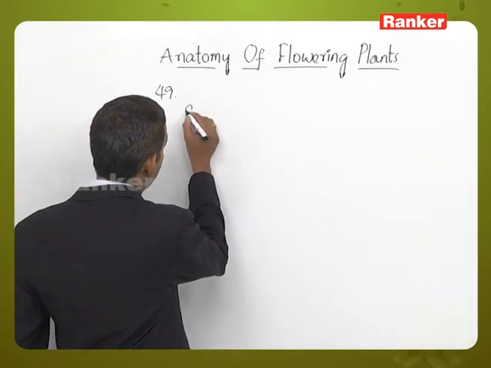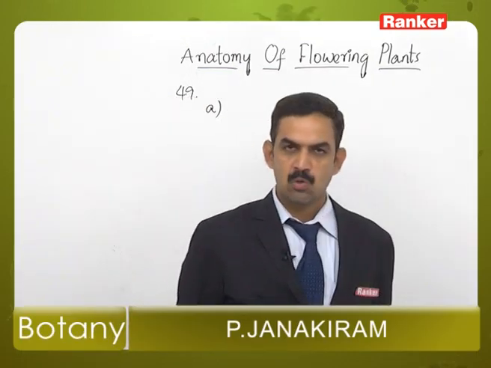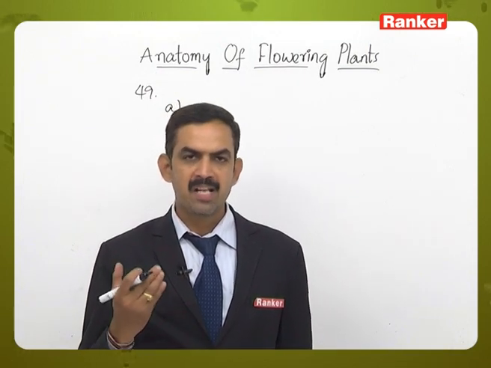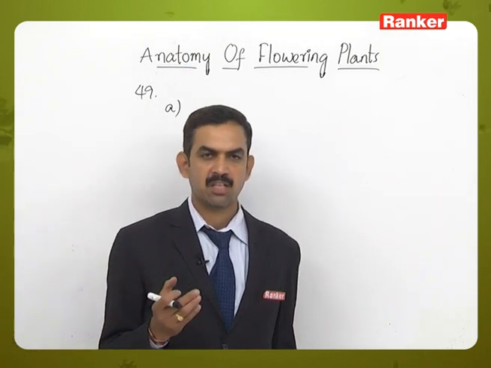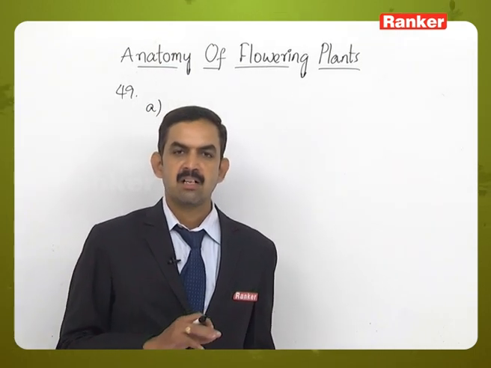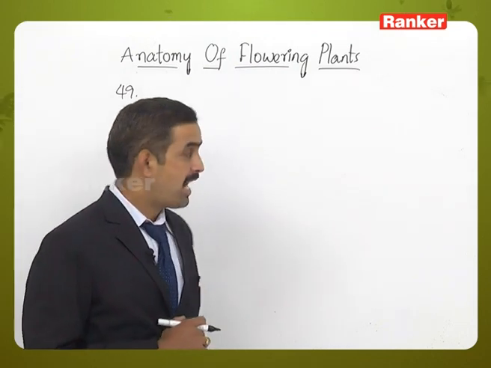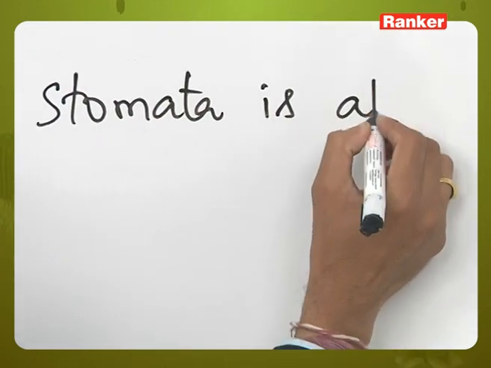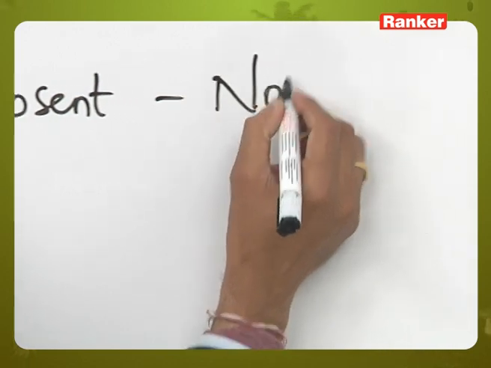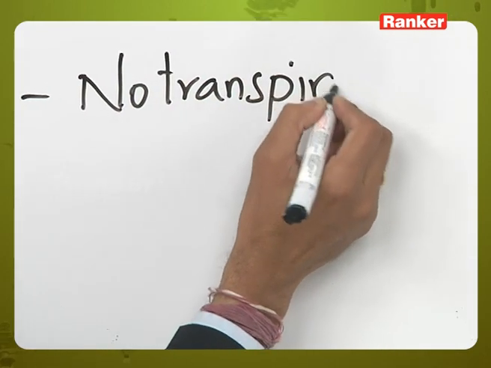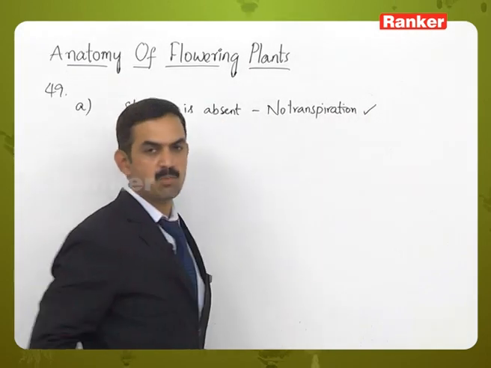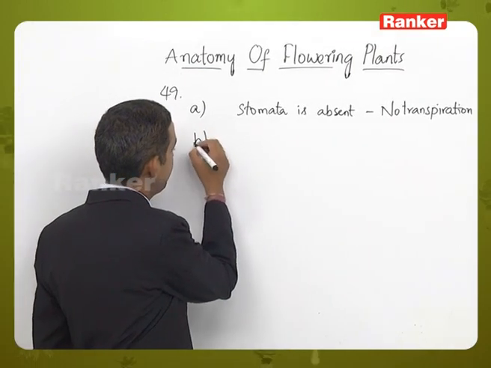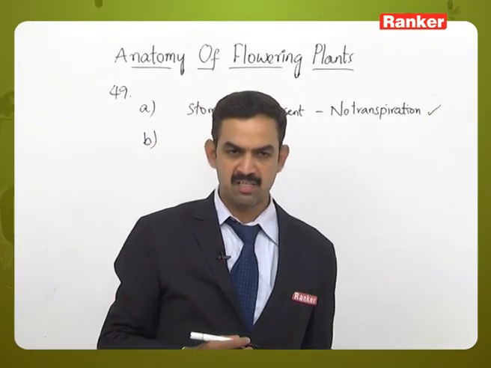So first, let us see option A. Cork lacks stomata. Actually, cork is formed as a result of secondary growth, and the epidermal tissue which is present outside the cork will be ruptured. That's the reason why there is no possibility of presence of stomata. And when the stomata are absent, there is no possibility of transpiration. So no transpiration. So this statement is correct. Let us see other options also, whether there is any possibility of other correct statements here.